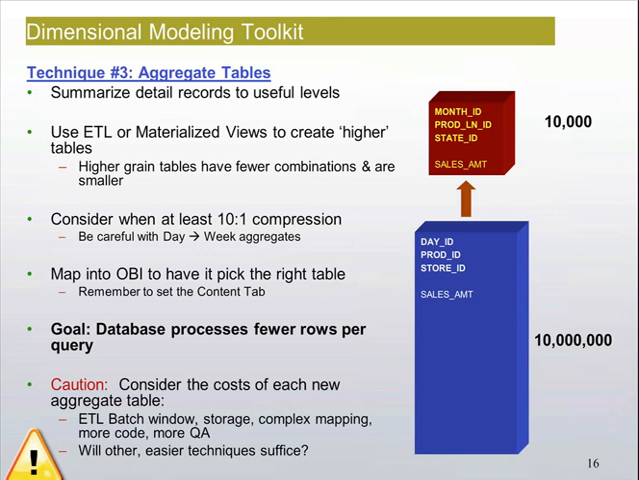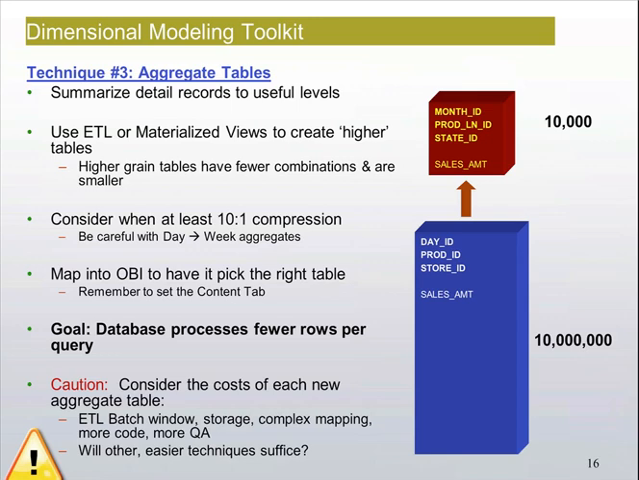I think a lot of times people think aggregates are free, but they are not, of course. There's additional code that has to be done. It takes longer to execute this code in an ETL batch. It takes more storage, it takes more OBI mapping, and it takes more QA work. So some of the things we're going to talk about coming up are things that you should consider, quite frankly, before you do an aggregate table.